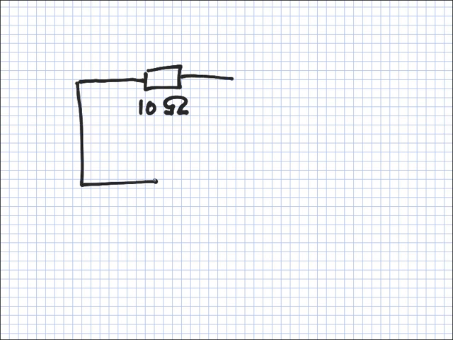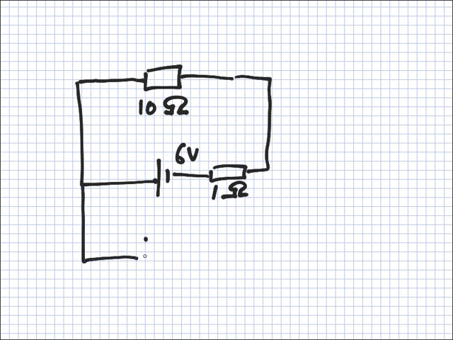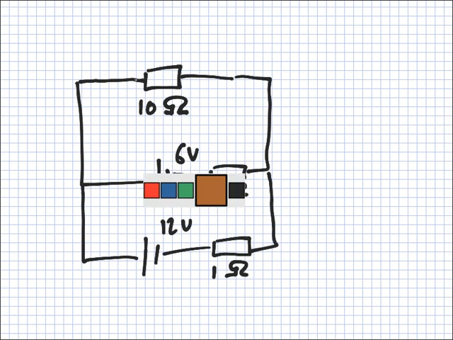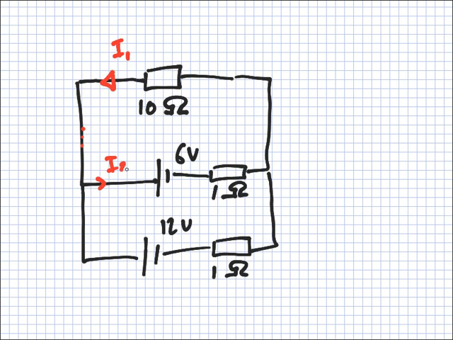Okay. So you've got 10 ohms. How much is E1? 6 volts, is it? And then this guy here is 1 ohm. And then here, this is 12 volts, is it? Okay, and then the other fella is 1 ohm. And what I'll do is I'll call this current here I1. Then it goes along and splits I2 and then I3.